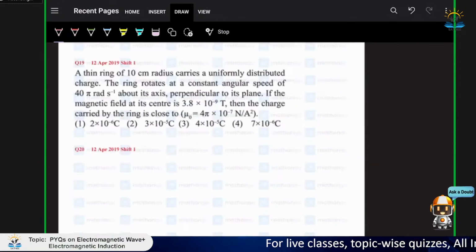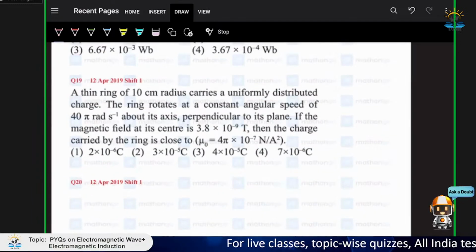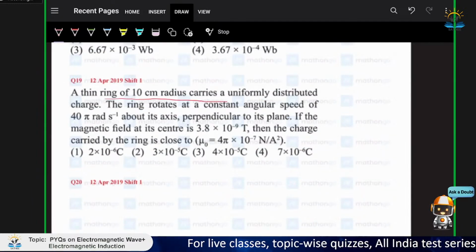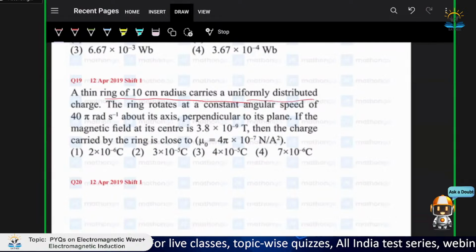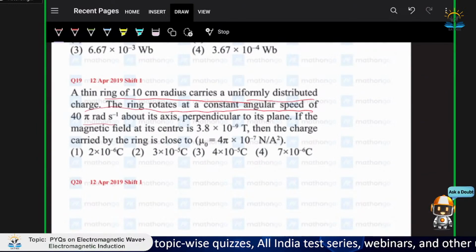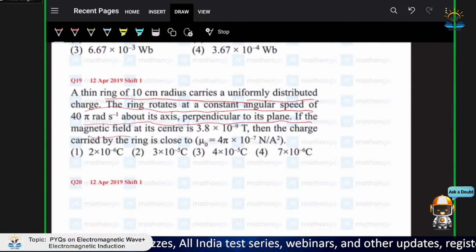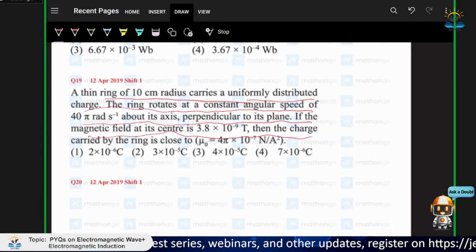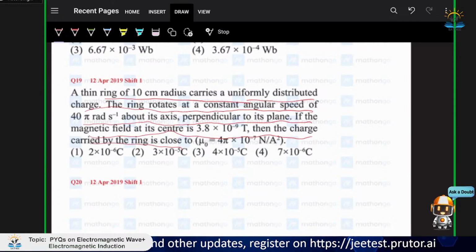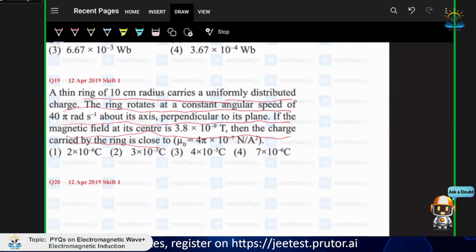Let's solve this question. A thin ring of 10 centimeter radius carries a uniformly distributed charge. The ring rotates at a constant angular speed of 40 pi radian per second about its axis, perpendicular to its plane. If the magnetic field at its center is 3.18 into 10 raised to minus 9 Tesla, then the charge carried by the ring is close to what? That is how the question appears. Correct. Okay, go.